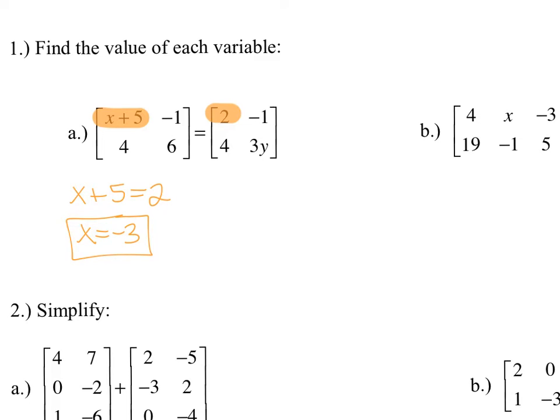Now again, some of the other ones that you'll notice, -1 corresponds to -1, they equal one another, and 4 corresponds to the 4. So then that only leaves us to take 6, has to equal 3y. So that equation would be 6 equals 3y, or a y value of 2.